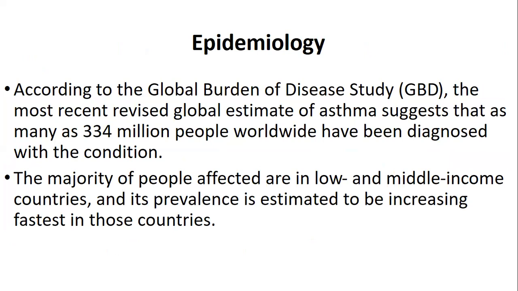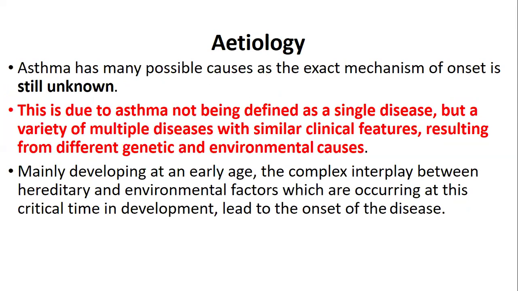and the treatment for asthma will commence full time. According to the global burden of disease, the most recent revised global estimate of asthma suggests that as many as 334 million people worldwide have been diagnosed with this condition. The majority of people affected are in low and middle income countries, and its prevalence is estimated to be increasing fastest in those countries. Its etiology is still unknown.